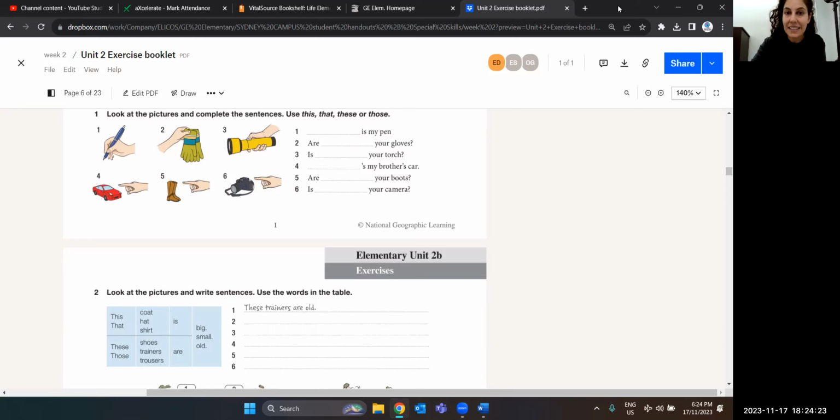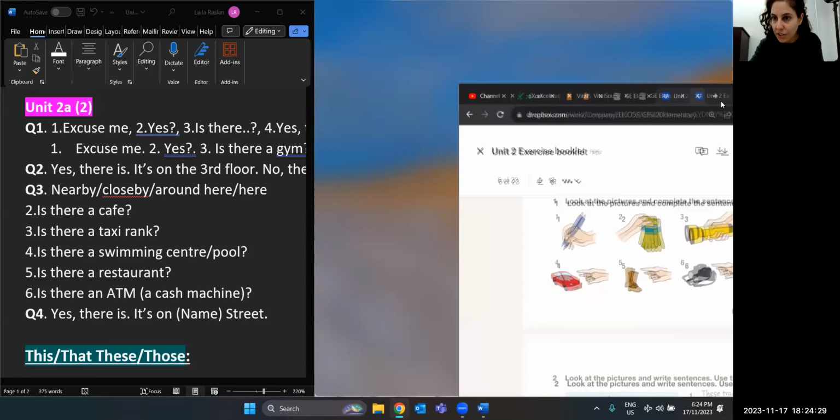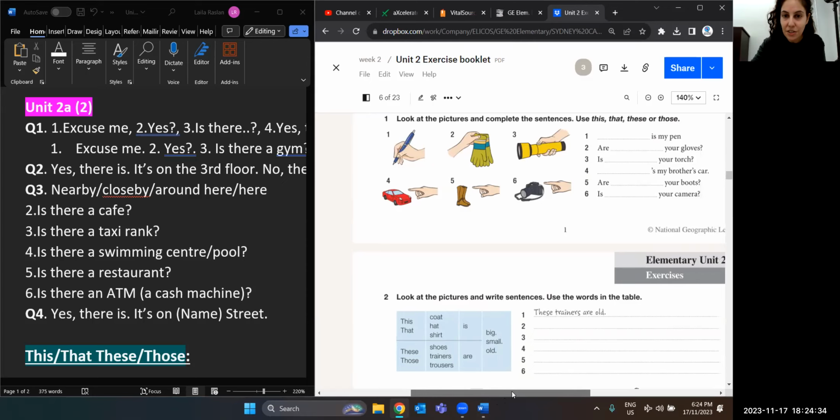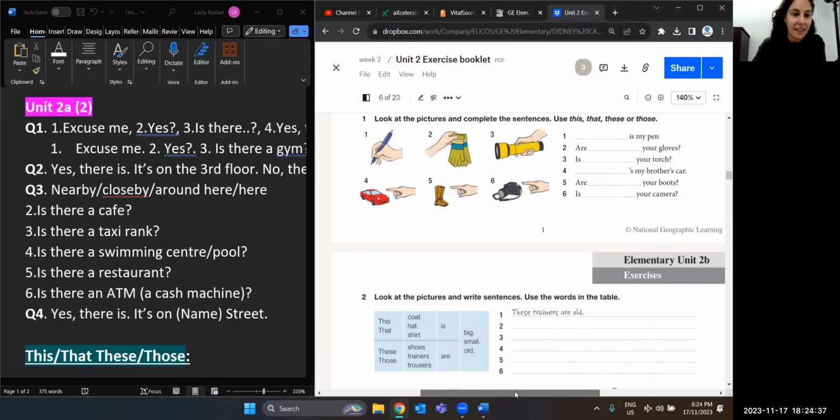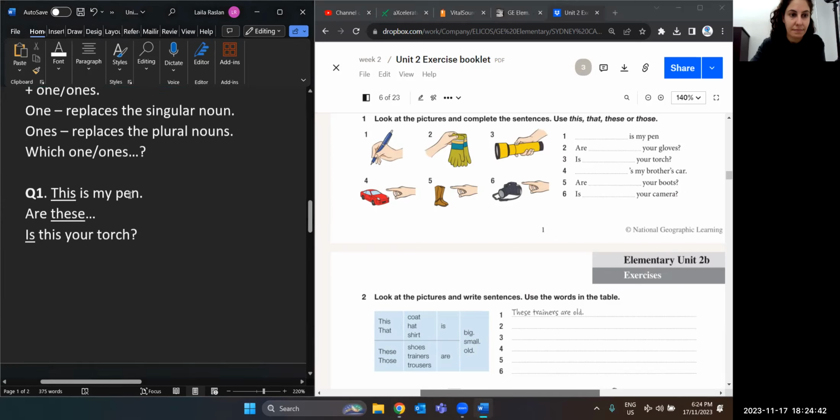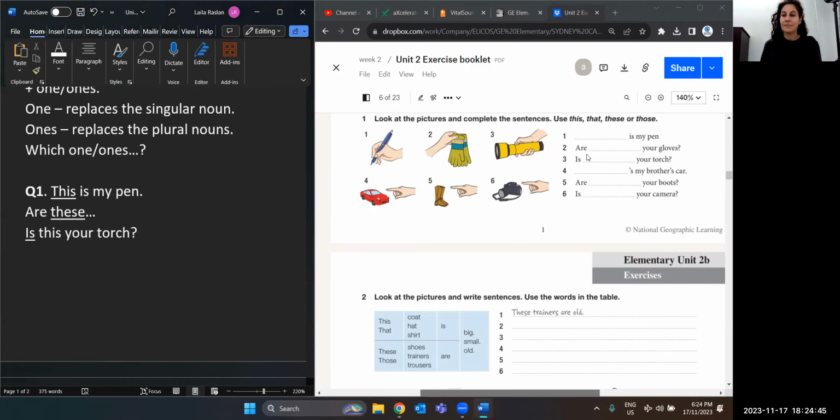So number one, is it a question? No. So this is my pen. So it's not a question, so we start with this. This is my pen. Number two, are these, because she's holding them, they're close by. Are these your gloves? Number three, question, is this, because she's holding it, is this your torch?